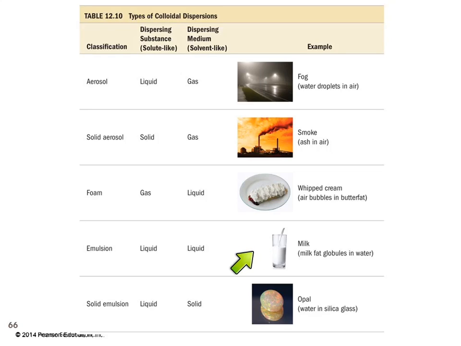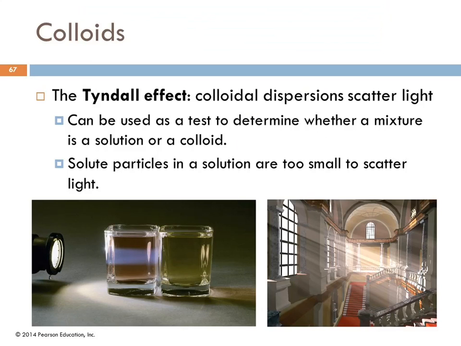An opal is actually a suspension of water in silica glass. So that's kind of neat. But you can have various combinations of liquids, solids, and gases that form these colloids.